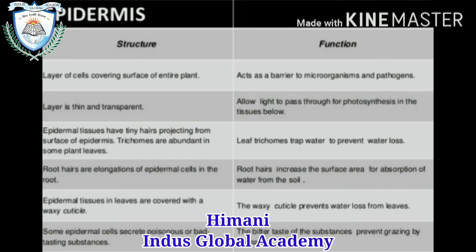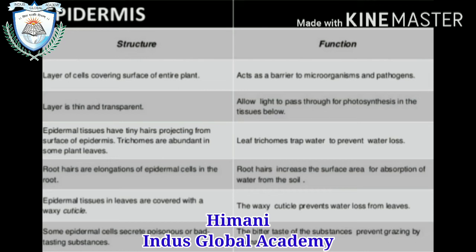Root hairs are elongations of epidermal cells in the roots. And epidermal tissue in the leaf is covered with a waxy cuticle layer, which is a waterproof layer. Some epidermal cells secrete poisonous or bad tasting substances.